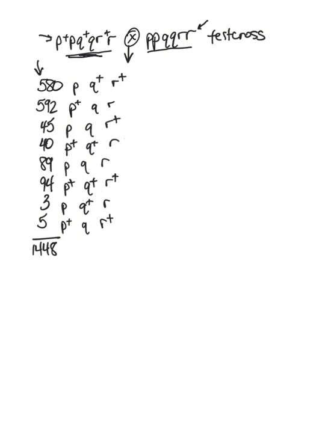Instead, I know that the parental types are always the most common, okay? So which ones are the most common? Here, 580 and 592 are my most common types in the offspring. So those two are going to be my parental types, okay? Those are the parental types.